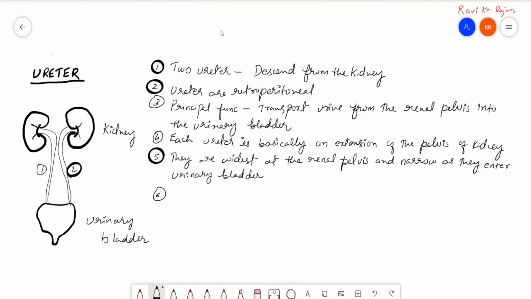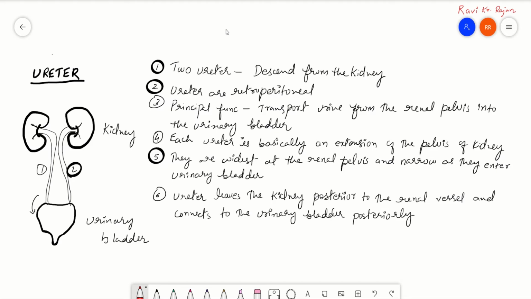The next point is that this ureter will connect to the urinary bladder posteriorly, meaning from the back side of the urinary bladder. The connection will be in such a way that the angle will be oblique in nature. The significance of this oblique angle which the ureter makes with the urinary bladder, we will be discussing in the urinary bladder topic.